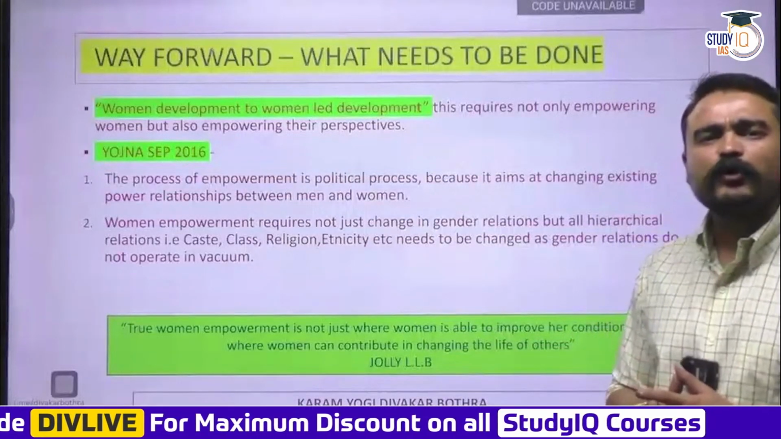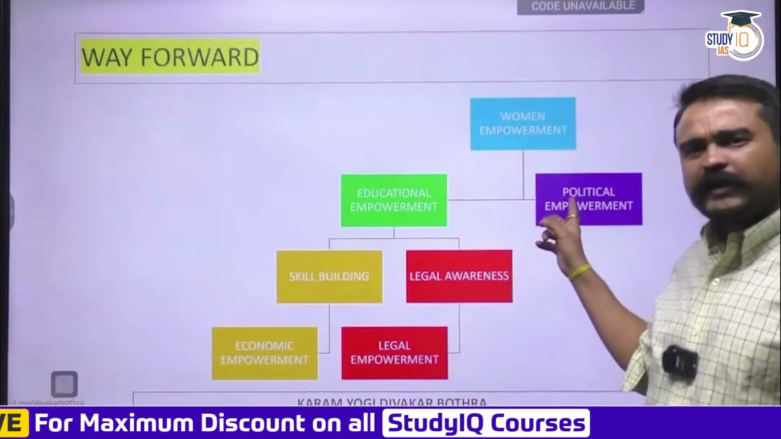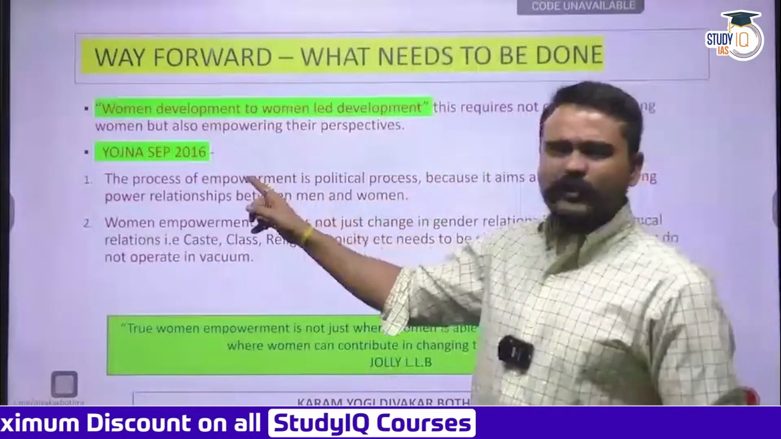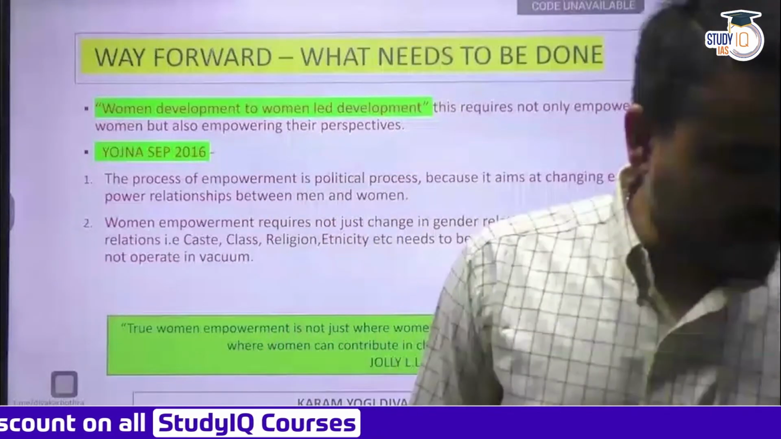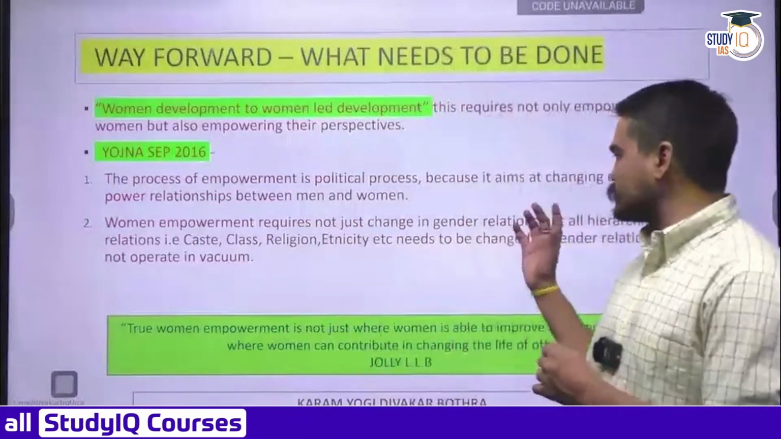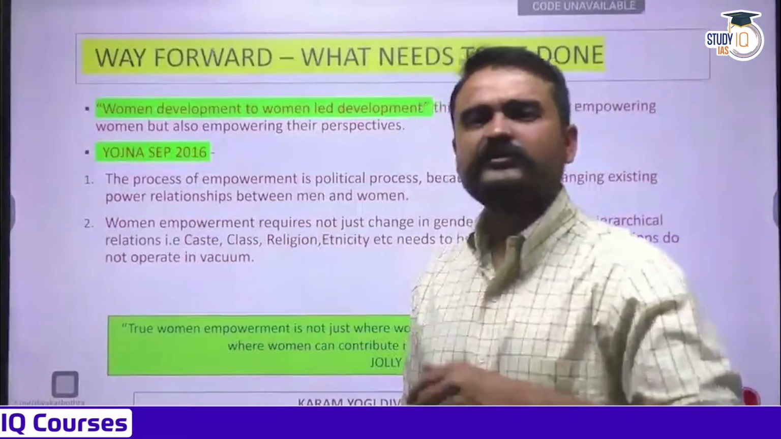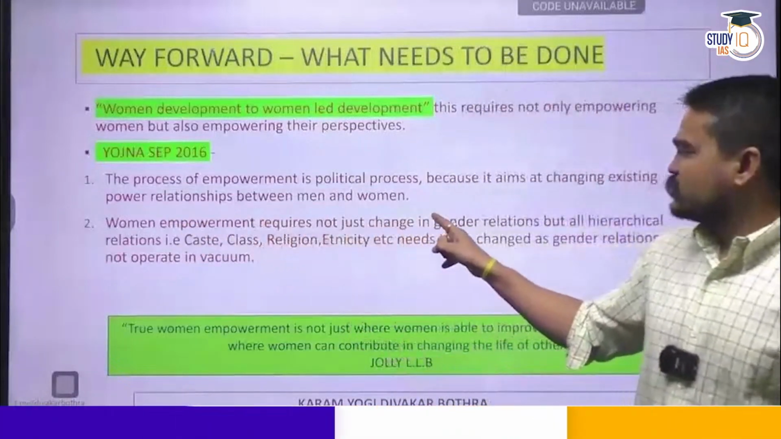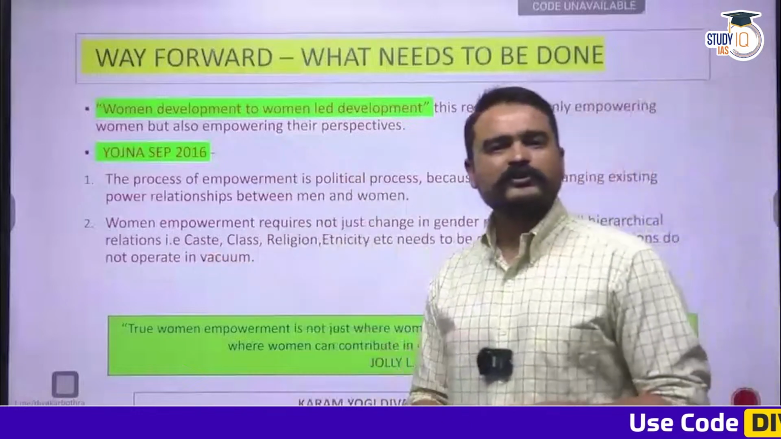From this, we get a clear point that empowerment, social empowerment of women cannot fully take place till the political empowerment is taking place, because the women empowerment process involves changing the existing power equations, and in order to change the existing power equations, we have to first bring women into positions of power, who only then can change the existing power equations of society. Women empowerment requires not just change in gender relationship, but in all hierarchical relationships.